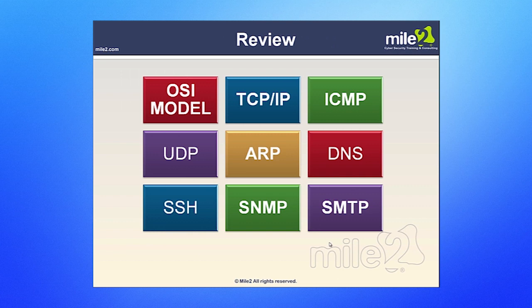In this chapter, we've looked at the OSI model. We've looked at a variety of protocols. Look at the TCP/IP protocol suite, and you saw a couple of these: ICMP, UDP, ARP, DNS, Secure Shell.